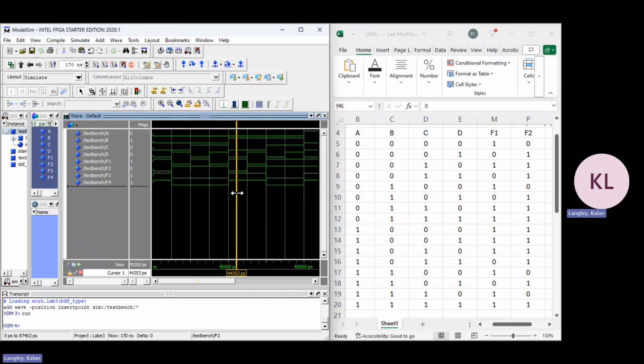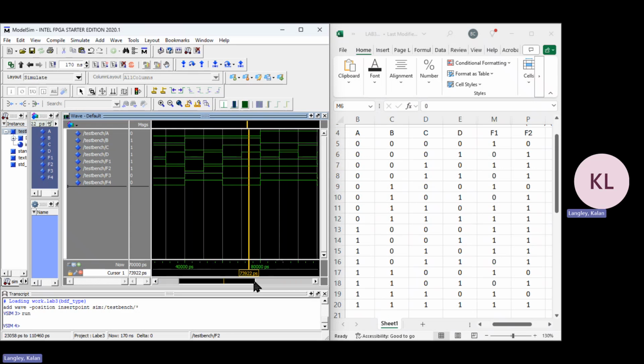B, F1 is 1, F2 is 0. They flip-flop again. When we go to BD, F1 is 0, F2 is 1. Now to BC, F1 is 1, F2 is 1. You can see that here. BCD, 1 and 1.